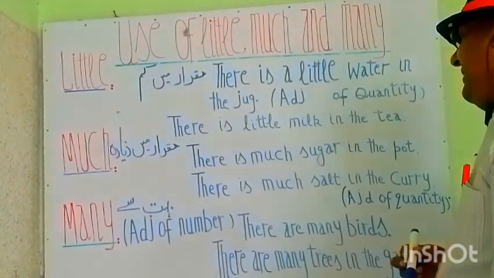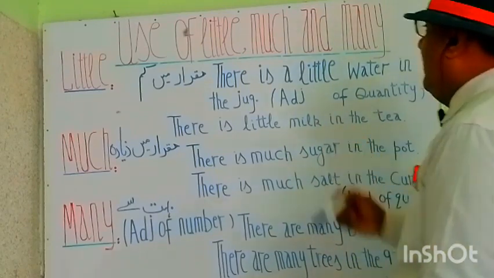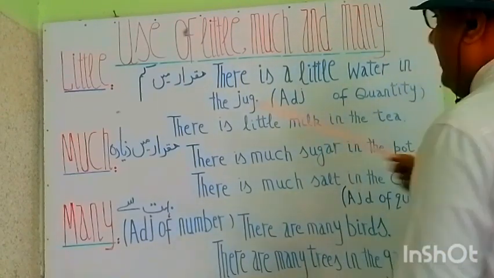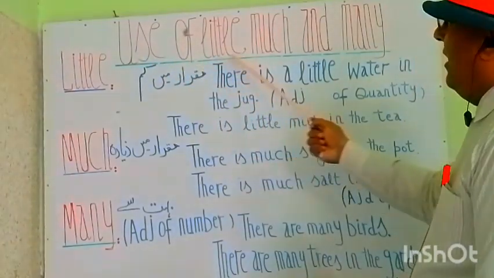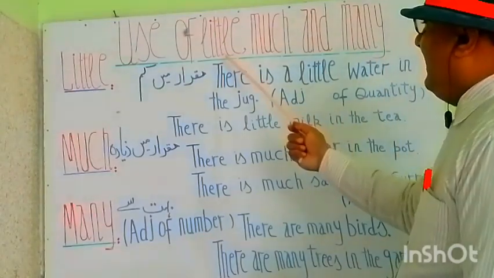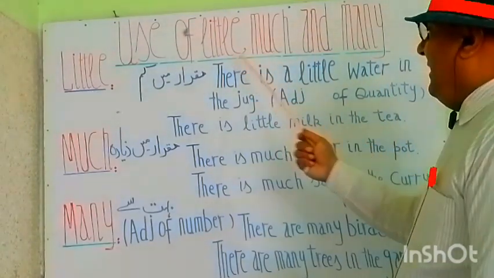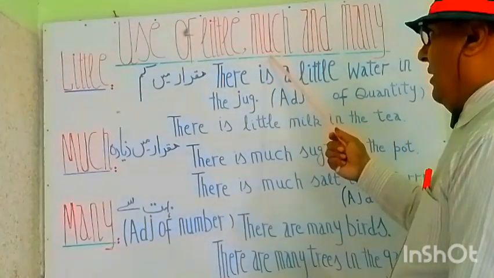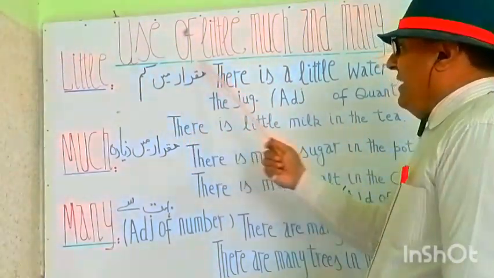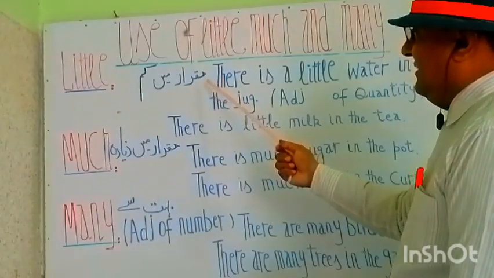There are 3 adjectives we mentioned here: little, much, and many. Little and much describe the quantity of things.